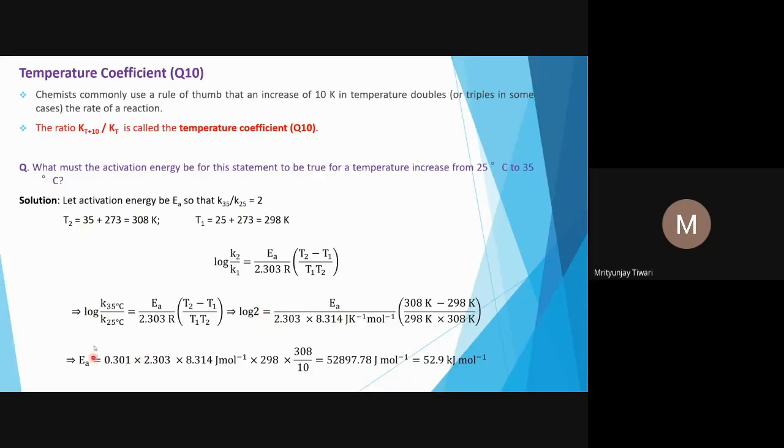And so the EA will be equal to, this value log 2 we know it is 0.301, into 2.303 into 8.314. So 0.301 into this into 298 into 308, and this difference is 10. So 298 into 308 divided by 10 will be equal to EA, and on solving what we get is 52897.78 joule per mole. This is 52.9 kilojoule per mole. So the activation energy will be 52.9 kilojoule per mole.